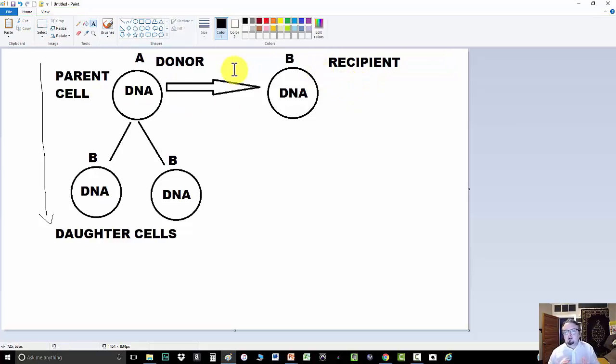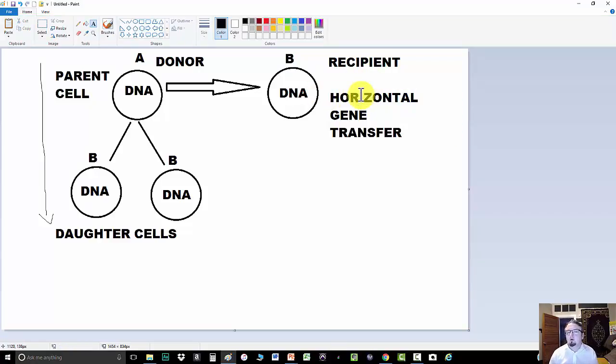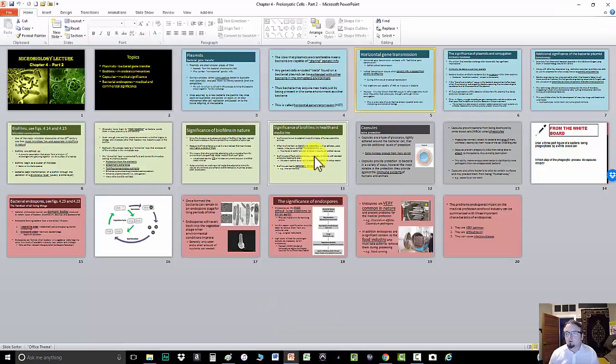So, just to clarify here, in general, when a donor cell passes DNA to a recipient, that process is referred to as horizontal gene transfer. There's a variety of ways this takes place, and we're not going to talk about all those right now, but I'm talking about horizontal gene transfer so that we can talk about the one example that we do want to mention, which is conjugation.